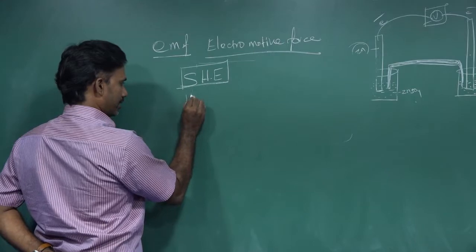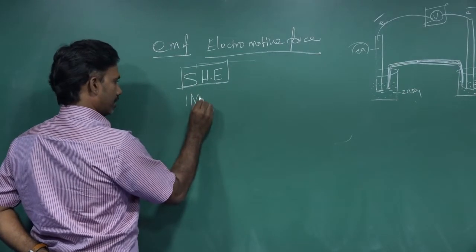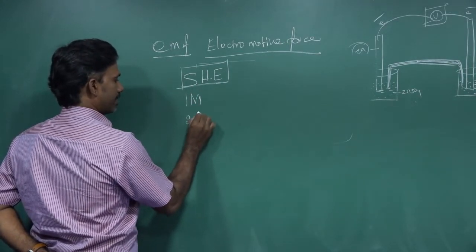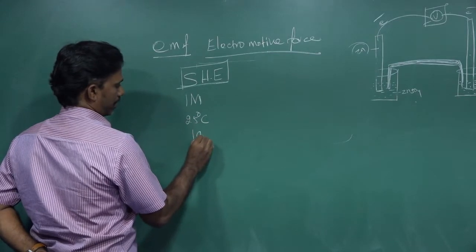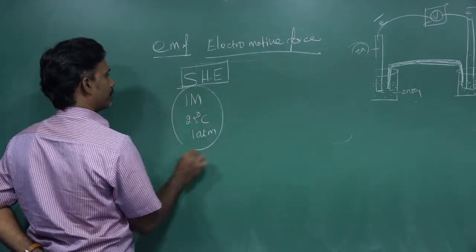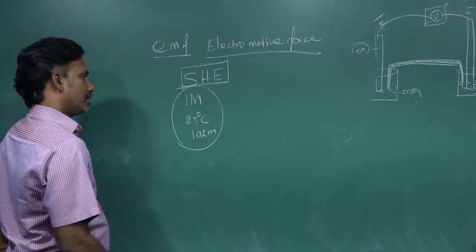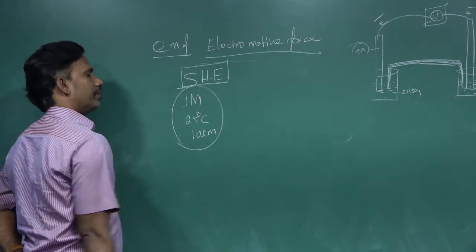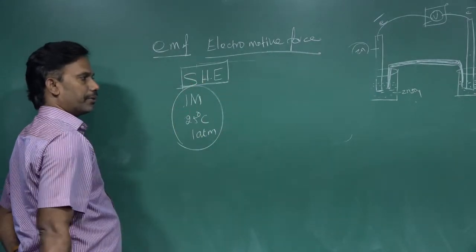What are the standard conditions? 1 molar concentration, 25 degrees Celsius, 1 atmospheric pressure. These are the standard conditions to be used in electrochemistry. Okay. So this standard condition should be maintained for the hydrogen electrode.